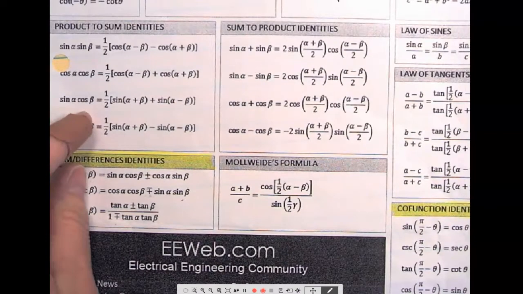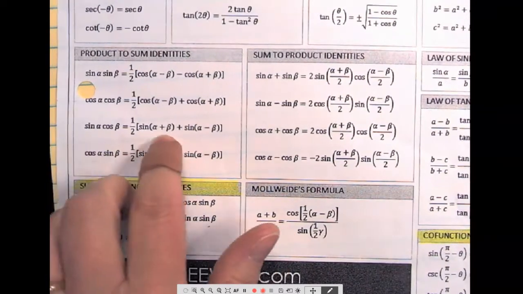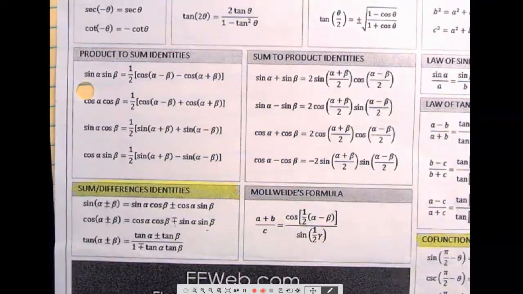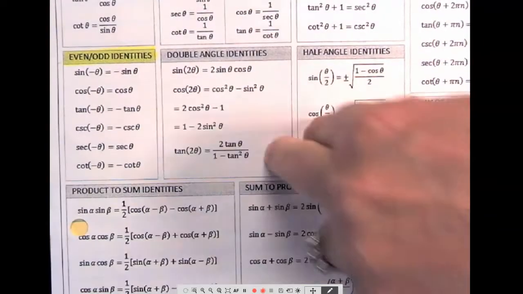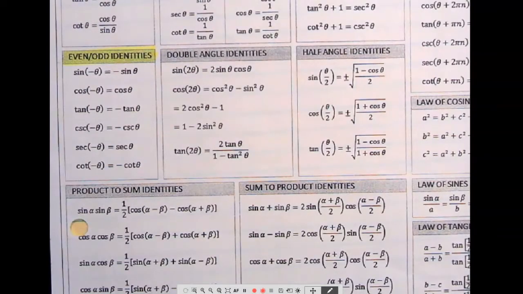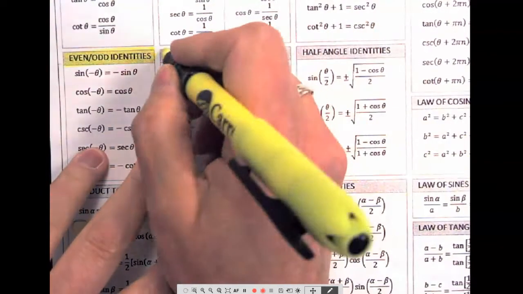Okay, so today we're going to use two more sets of formulas. And these, not those. These right here are the ones we're going to use today. Handy dandy highlighter. Double angle identities and half angle identities.